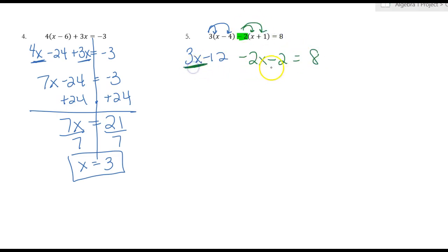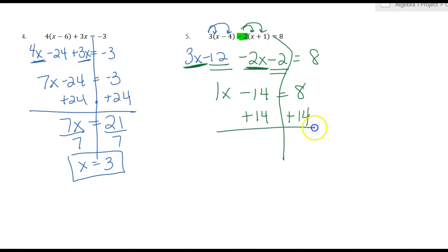So I have a 3x and a negative 2x to combine, which gives me a 1x. And then I have a negative 12 and a negative 2 to combine, which gives me a negative 14. My line got a little crooked because it was a big problem. Now to get rid of this negative 14, I'm going to add 14 on both sides. And so I get 1x is 22.